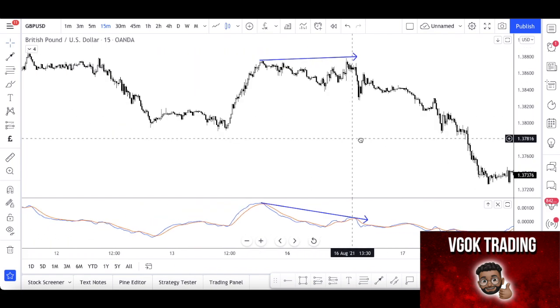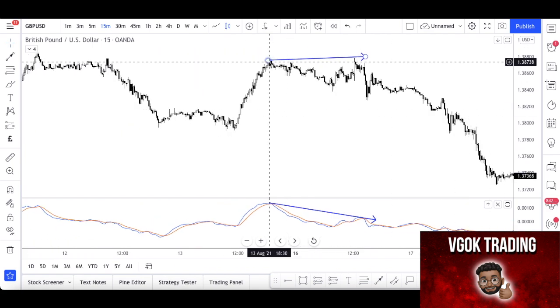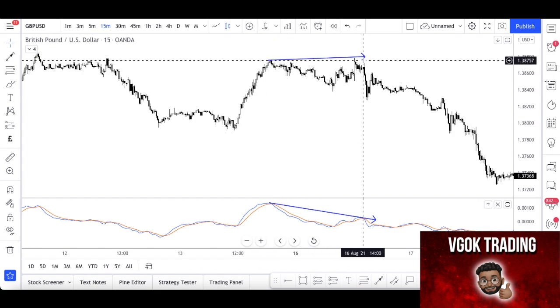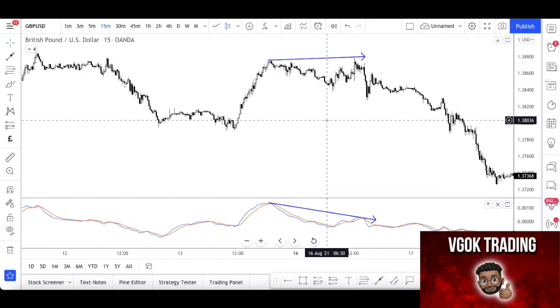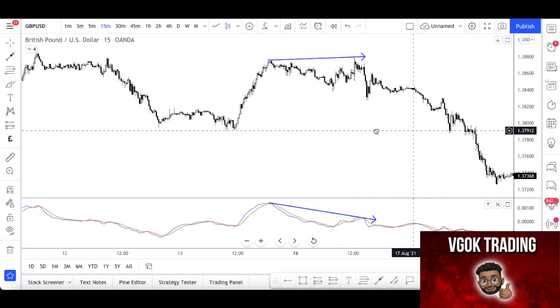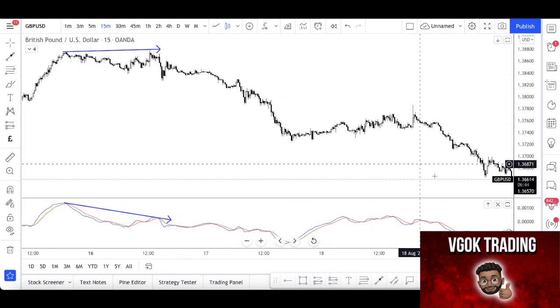Then just moving along, more examples of this. Again, we've got the GBPUSD chart creating a higher high, but on the oscillator, on the MACD, we've got this lower high. Again, arrows are moving away from each other, they are diverging, so we can expect to see bearish price action. And that is what we get, another decline in price.